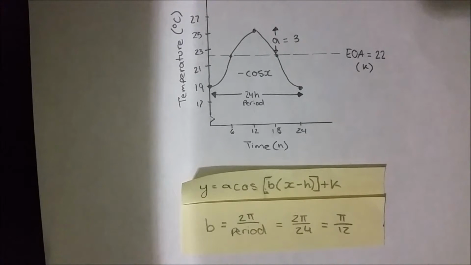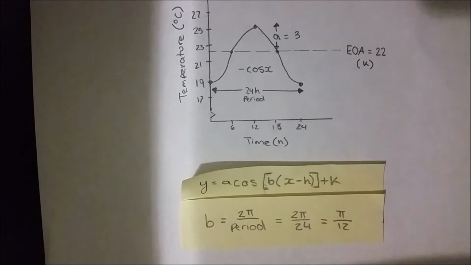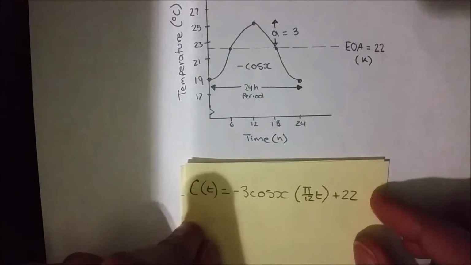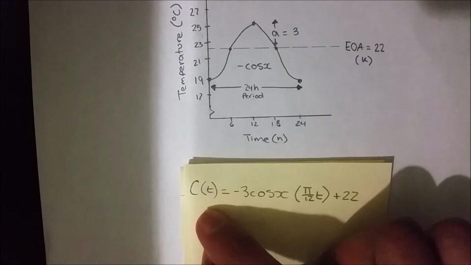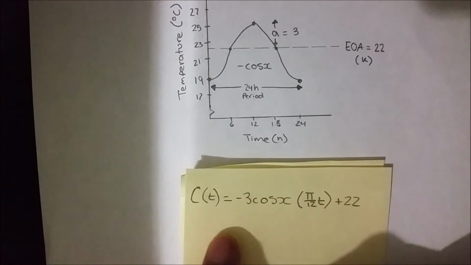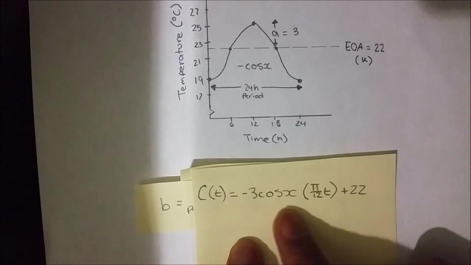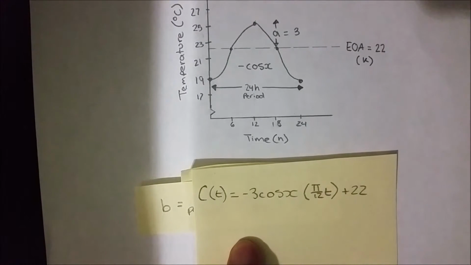And since we have 0 phase shift, so no h value, we can create our equation by subbing in the variables. If we let c represent temperature in degrees Celsius and t represent time in hours, we can create an equation: c of t equals negative 3 cos of pi over 12 t, plus 22.